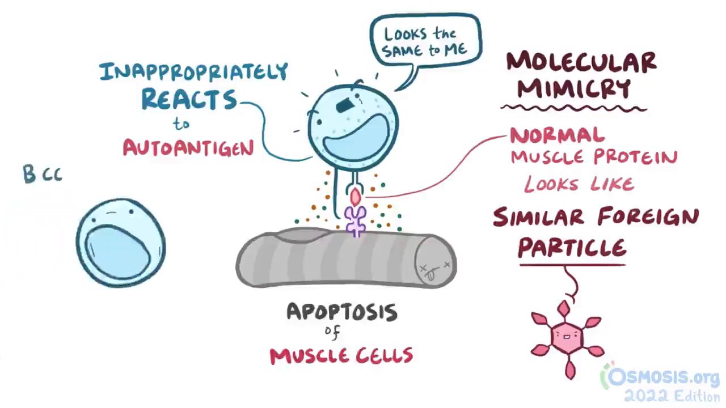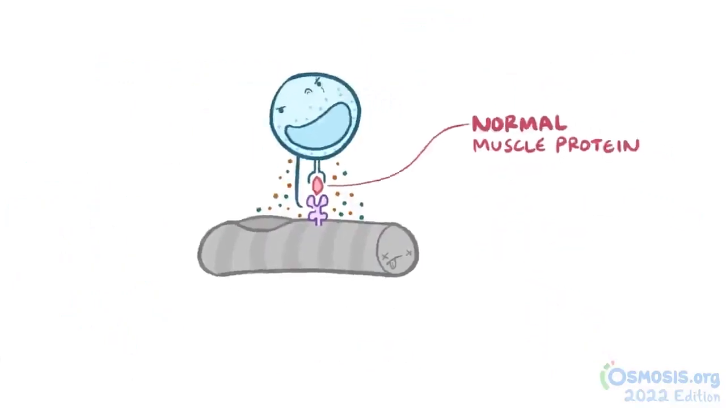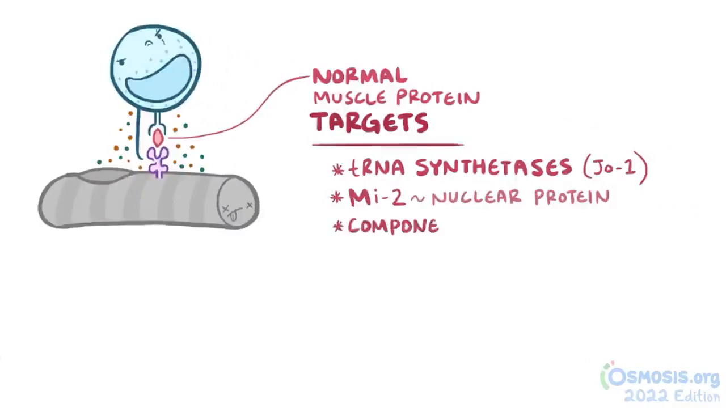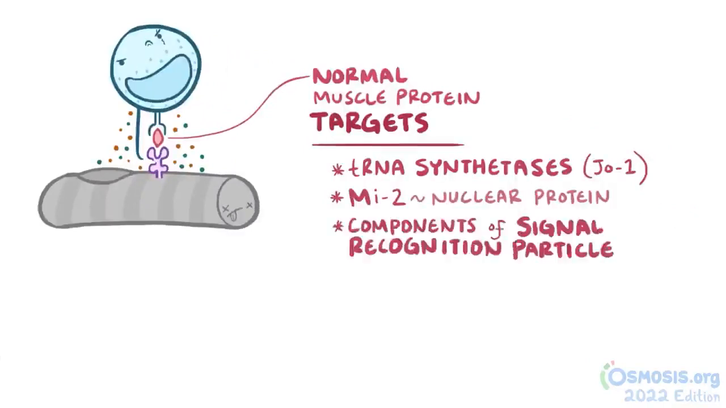In some cases, B cells start producing antibodies against these autoantigens as well. The specific antigenic targets in polymyositis include tRNA synthetases, also called JO1, a nuclear protein known as Mi2, and components of the signal recognition particle, or SRP for short, which helps with protein trafficking within the cell.